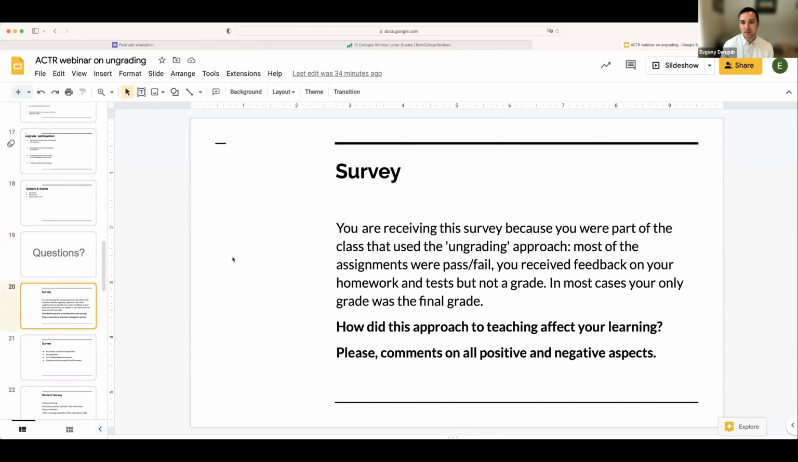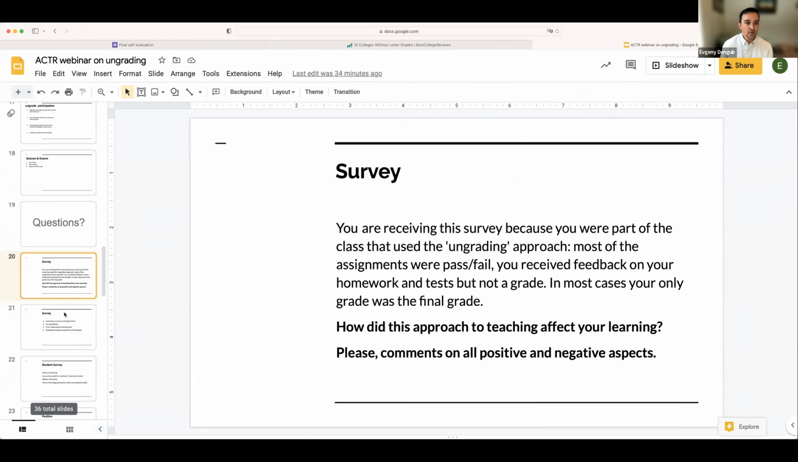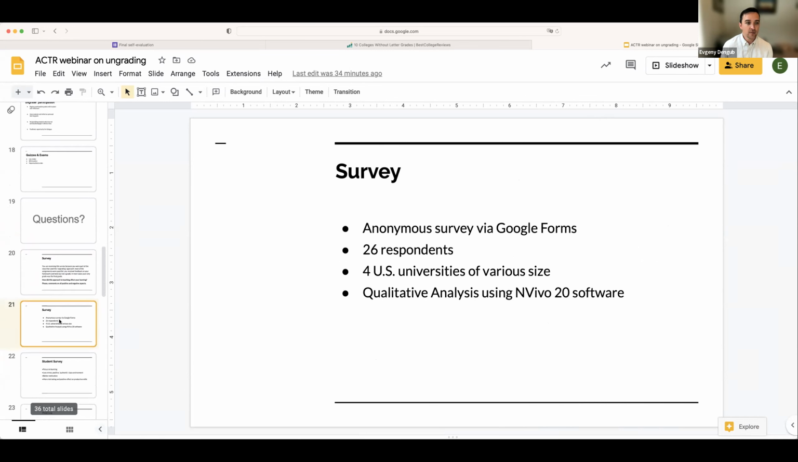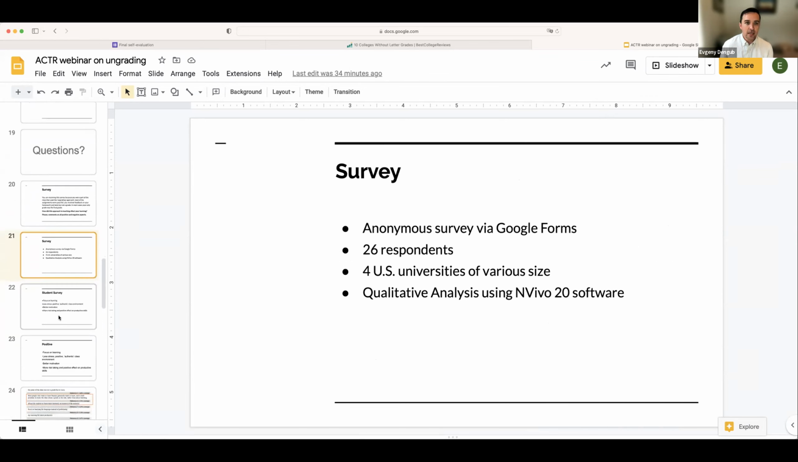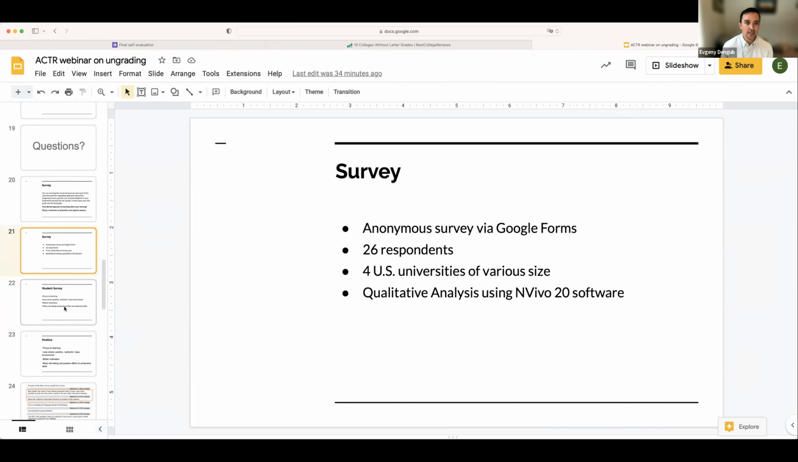a quick survey that I did with my students, asking them how did this approach to teaching affect your learning, and ask them to comment on all positive and negative aspects of it. I had 26 respondents, not a huge sample, but still tells us something. And they come from 4 US universities of various size, and I used in vivo to sort of analyze the results.